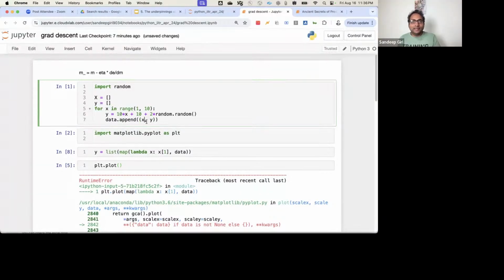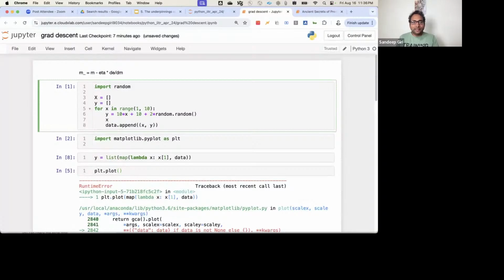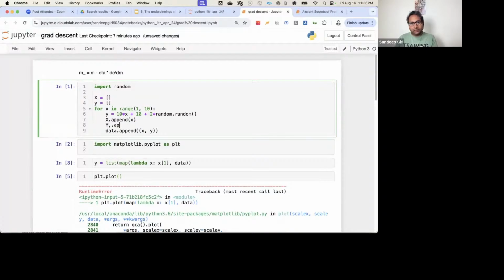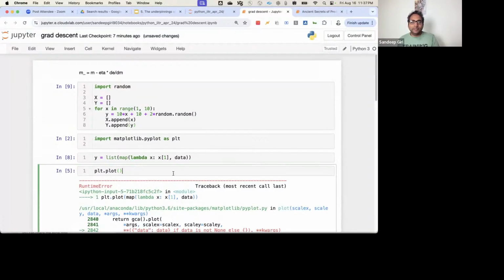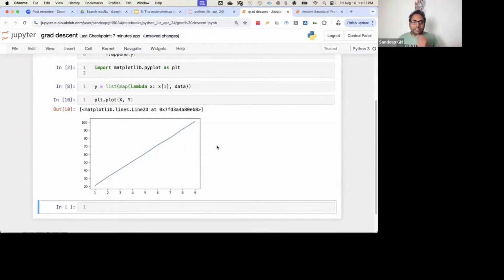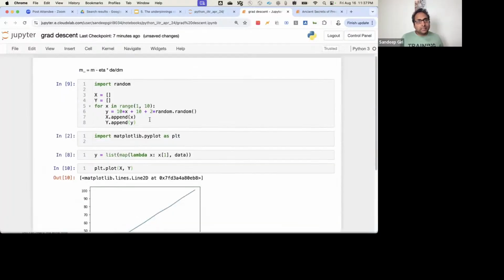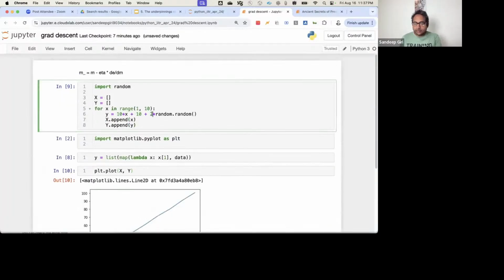All right, I would keep x dot append x and y dot append y. You were saying? I missed that part. No, I think you need x and y to plot that array. Yeah, that's what I'm realizing. Yeah, now it makes sense. Okay, so this looks a little easier. So I'll just try to make it this.